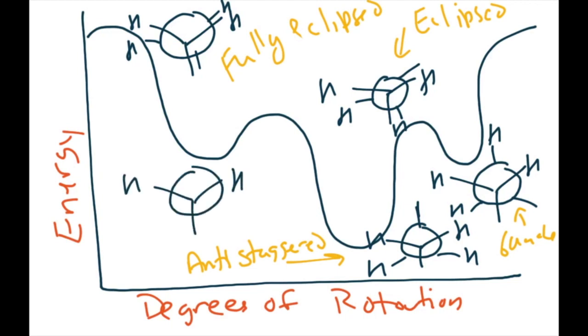with gauche, then back to eclipsed, back to eclipsed, and then we end up back down here at anti-staggered. So this graph wraps its way around. So we start out down here, we work our way around, we get to fully eclipsed, and we come back down to our anti-staggered. So we go all the way around.